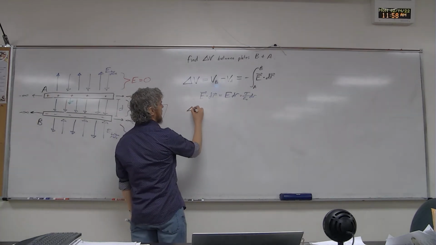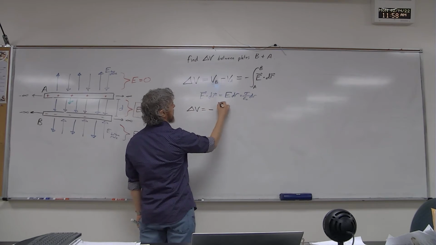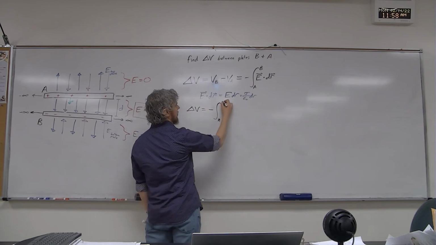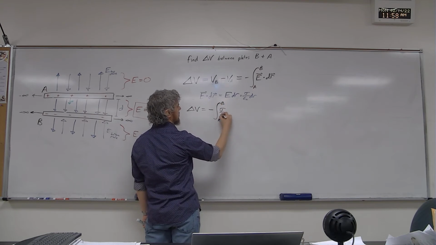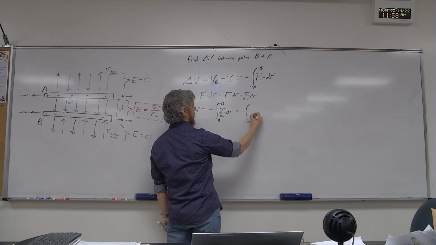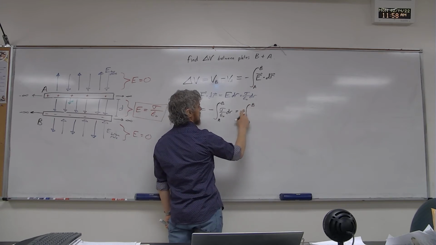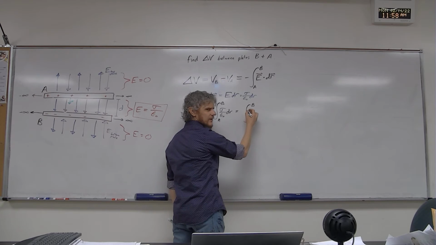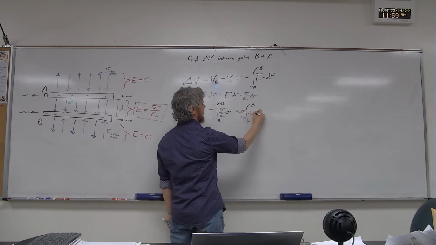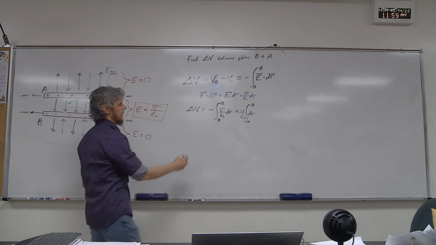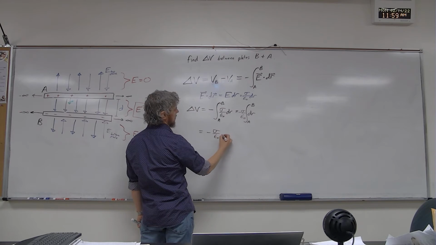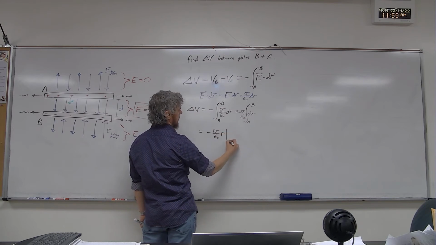So then delta V is simply negative integral from A to B of sigma over epsilon naught times dr, which is the negative integral from A to B. You guys tired today? What's the integral of dr? So it's going to be negative sigma over epsilon naught times r evaluated from A to B.